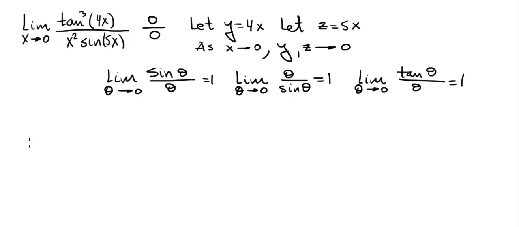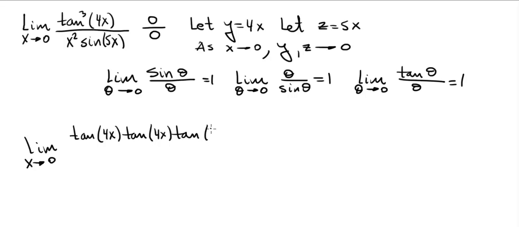Let's get back to the limit we were trying to evaluate, and I'm going to rewrite it like this. Instead of writing tangent cubed of 4x, I'm going to write tangent of 4x times tangent of 4x times tangent of 4x. Instead of writing x squared, I'm going to write x times x, and then sine of 5x.